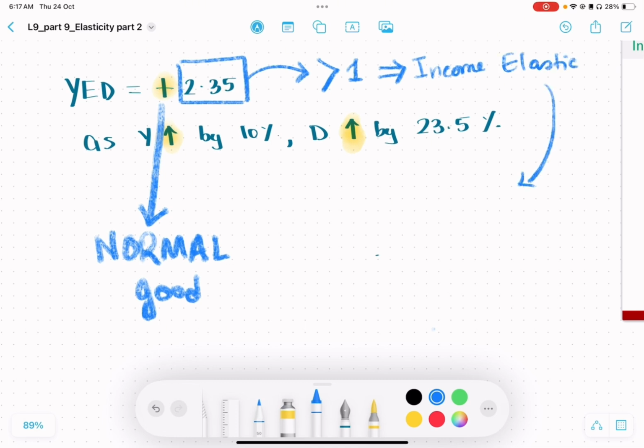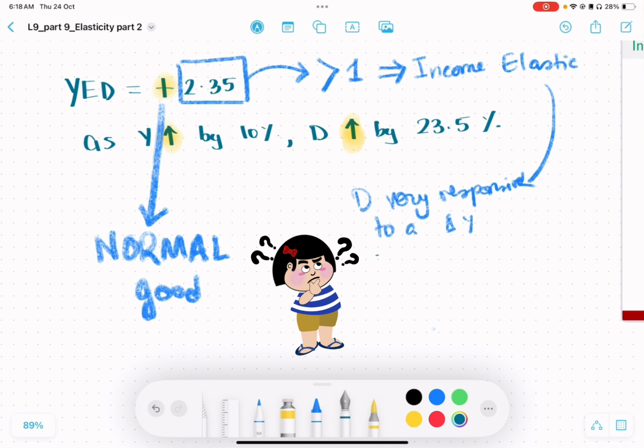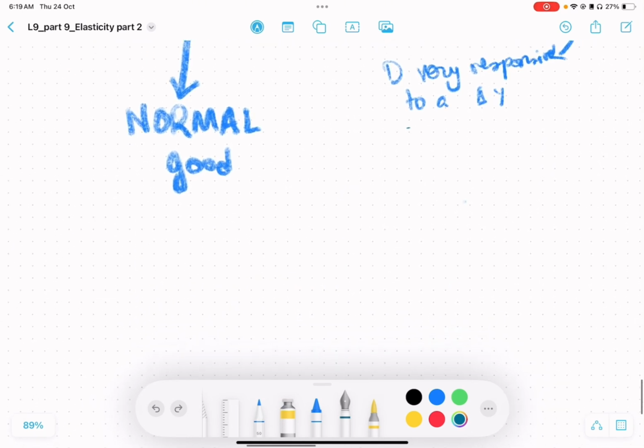Income elastic means demand is very responsive to a change in income. Okay, so can you think of a good where when income increases, people react quite a lot and they run to the stores and they really increase their purchases? Now let's look at the alternate case.